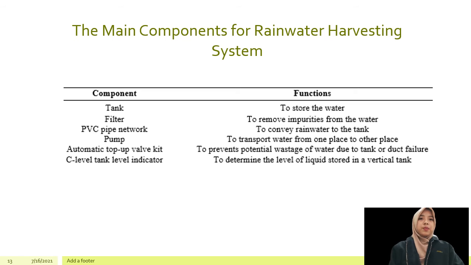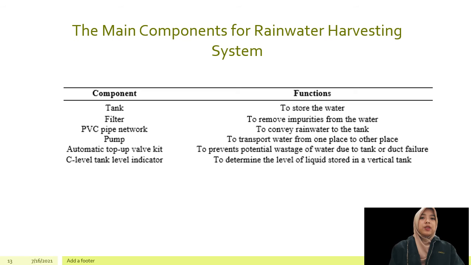The table shows the main components of the rainwater harvesting system and their functions. The function of the tank is to store the water. The function of the filter is to remove impurities from the water. The function of the PVC pipe network is to convey rainwater to the tank. The function of the pump is to transport water from one place to another.